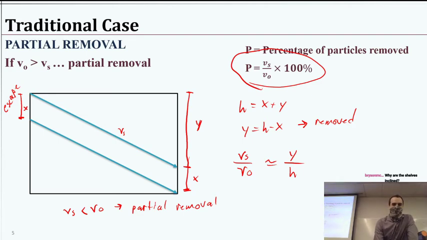And so an easy example is simply the 50%. If we were to take a look at, let's say, Vs equals 1/2 of V naught. If that's the case, then Vs divided by V naught would give us 0.5, and then we can multiply that by 100%, which gives us 50% particle removal.